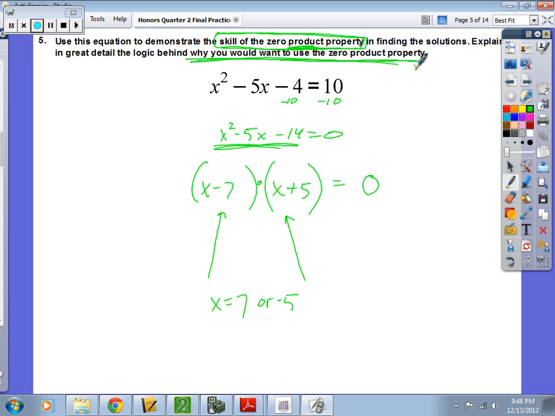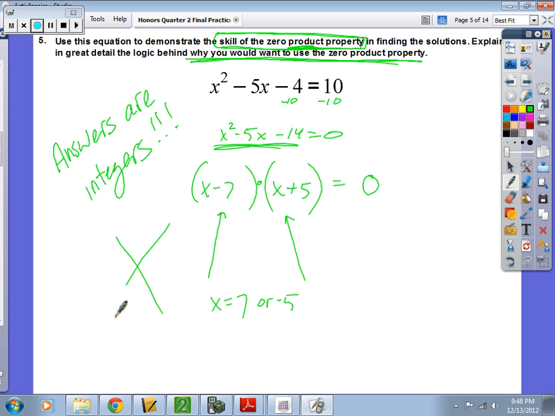You want to use it when your answers are from the integers. They're going to be integers. They're easy to work with. Anytime your answers are integers, so in my head I knew that I could find two numbers that multiply to give you negative 14, add to give you negative 5. And it was going to be negative 7.